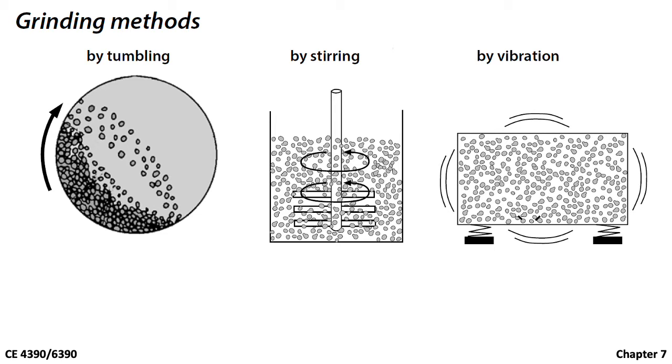Section F, mills, also known as grinders. This type of crusher reduces particle size by tumbling, stirring, or vibrating the stone with a grinding material. The grinding material may be steel rods or balls, sand or ceramics. Mills are used to produce very fine particle sizes, such as cement. Let's watch the following video about milling.